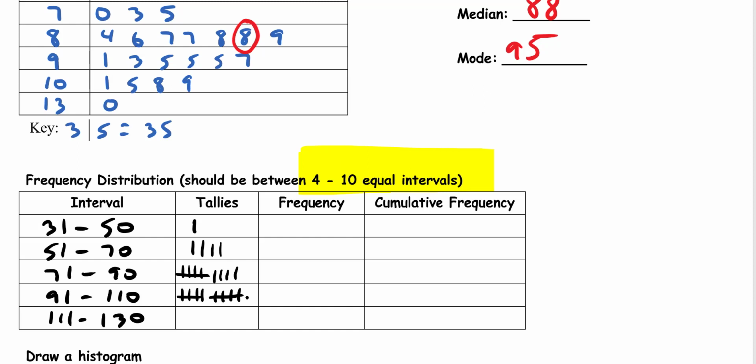And 111 to 130 is only one of those. So the frequency, your little baby brother can do this one, right? Frequency, you just count the tally marks. So this is 1, this is 4, this is 9, this is 10, and this is 1.